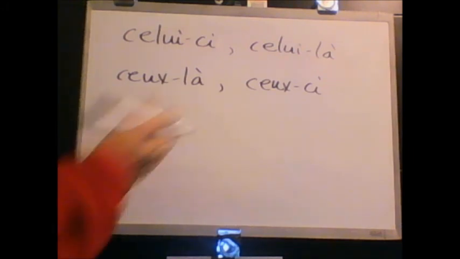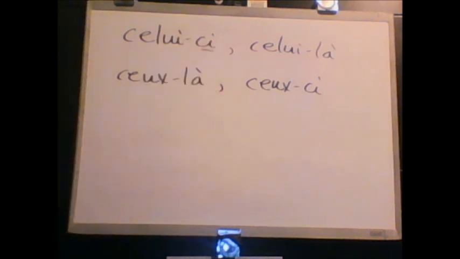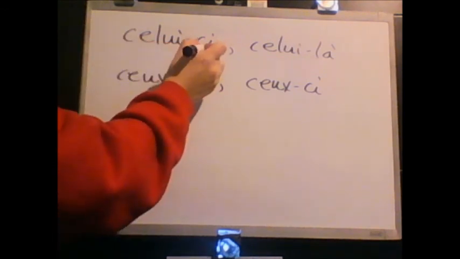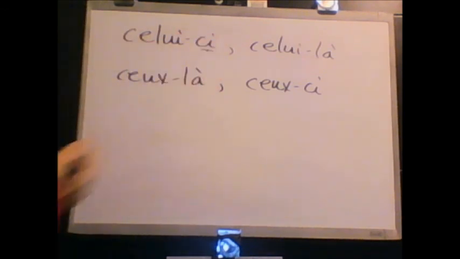Okay, so when we use ci, it makes it this one or these. I'm sorry, I said the wrong thing. It makes it this one or these. And when we use là, it makes it that one or those.